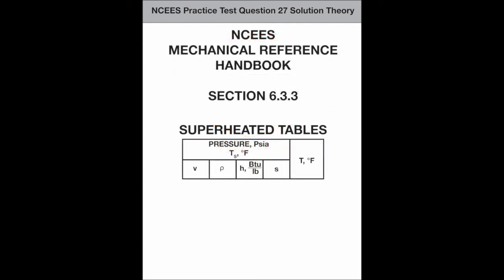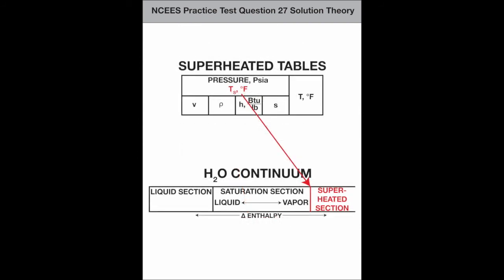For the superheated steam tables found in the NCEES Mechanical Reference Handbook, section 6.3.3, things are much easier to understand. The only place saturation data is given is in the heading of each table. It is the lowest temperature value for the given table. Superheated steam is H2O beyond saturation. This saturation temperature is the jumping-off point of the table, essentially saying all values are beyond this point.